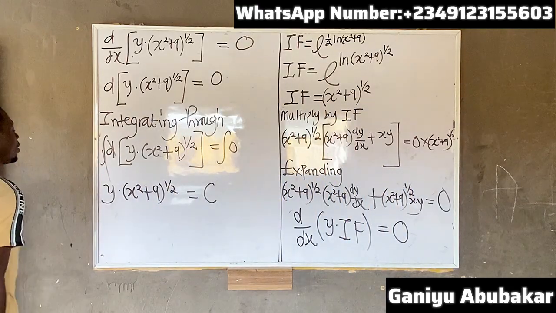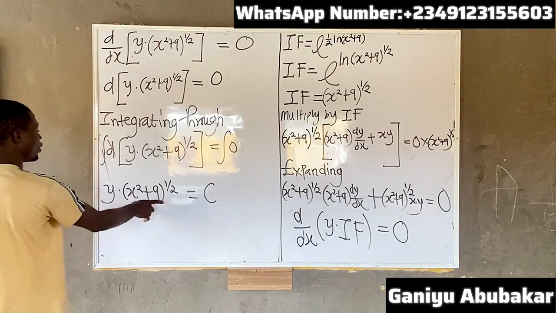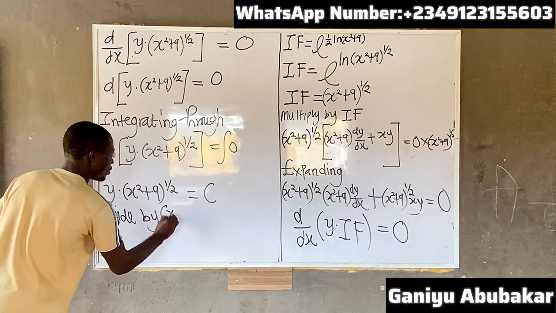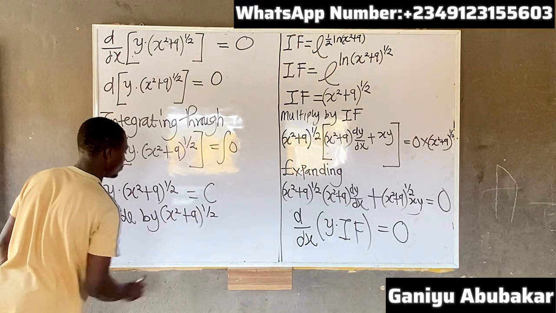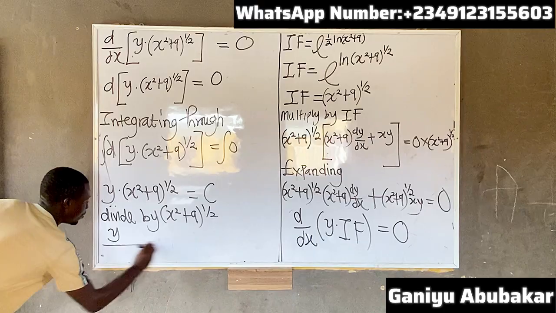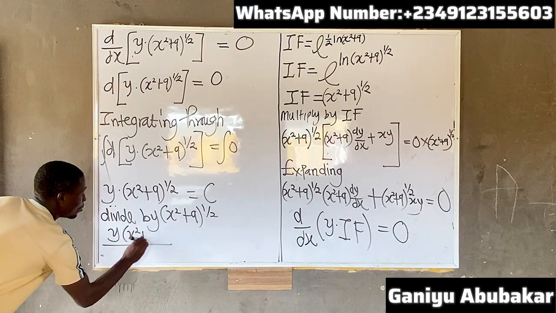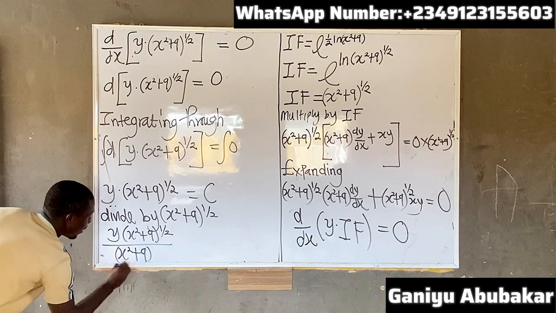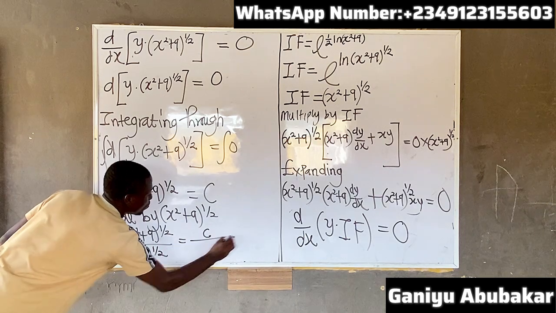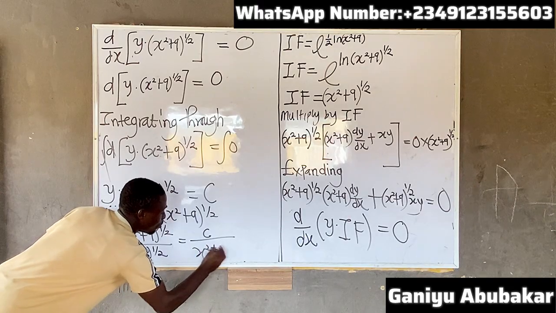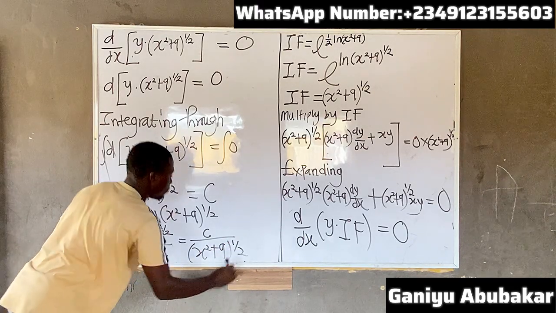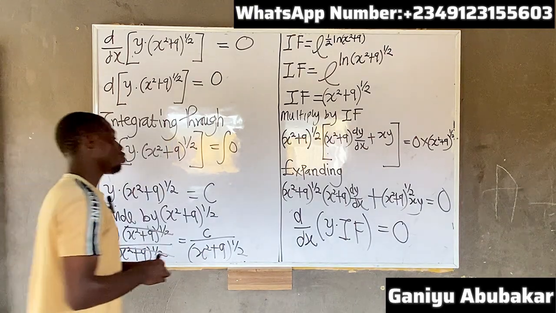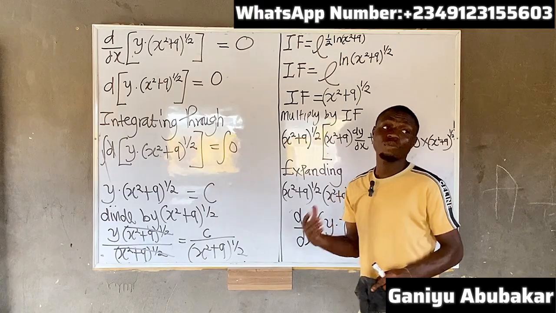From here, I'll try to make y the subject by dividing through by this one here. So divide by (x squared plus 9) to the power of half, both sides. That gives you y into (x squared plus 9) to the power of half over (x squared plus 9) to the power of half equals C over (x squared plus 9) to the power of what there? Half. Of course, this one cancels this one, leaving y. So what's y in this question?